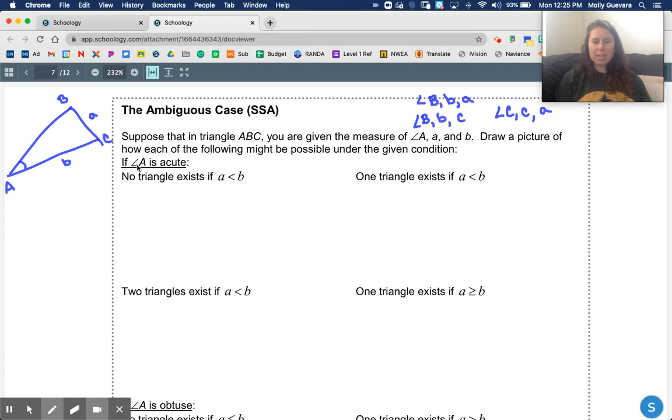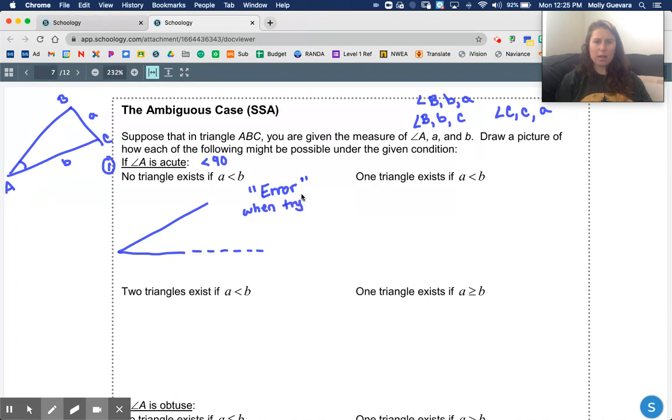If angle A is acute, so if angle A is less than 90, and side A is less than side B, so this is case 1, what happens is I have a triangle, and who knows how long this goes, it doesn't matter. When you solve, you'll do all the work, you'll do law of sines, you'll solve, and you'll get an error on your calculator.